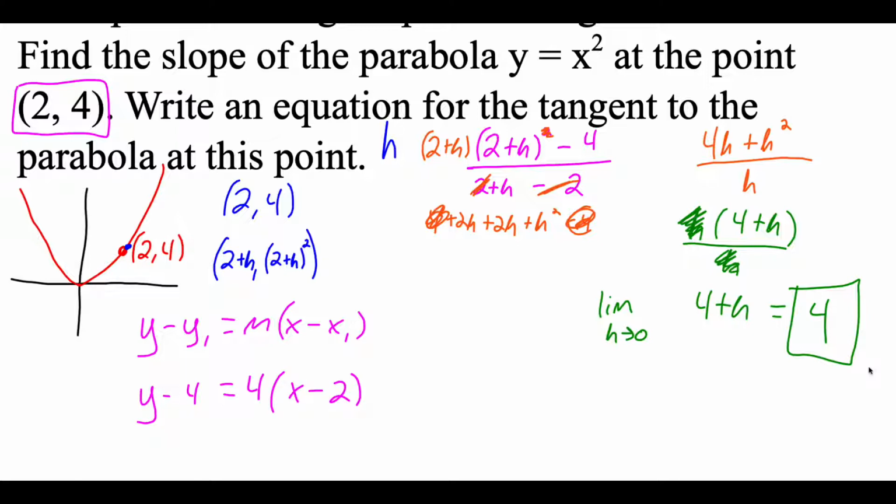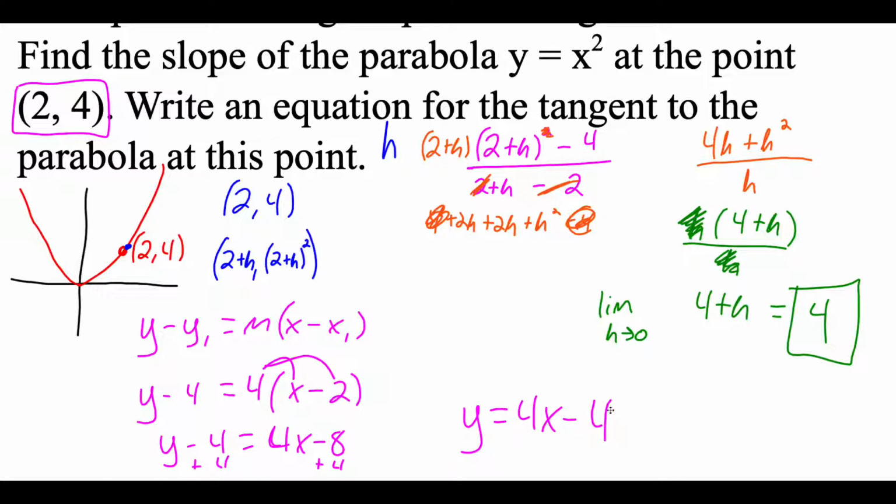Now I'm going to simplify this down to get it in slope-intercept form. So I'm going to distribute the 4 on the right-hand side. So I get y minus 4 is equal to 4x minus 8. I'm going to add this 4 over to the right-hand side. So I get the equation y equals 4x minus 4 as that equation for this tangent line.